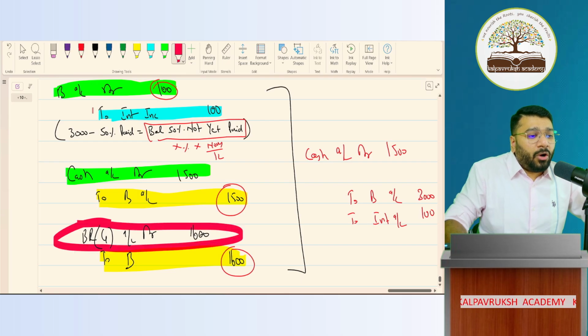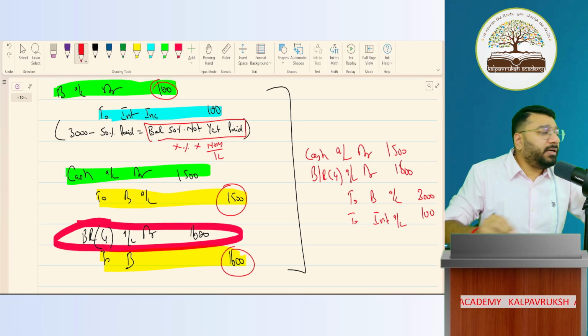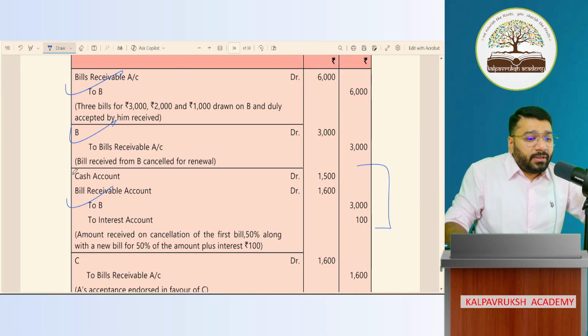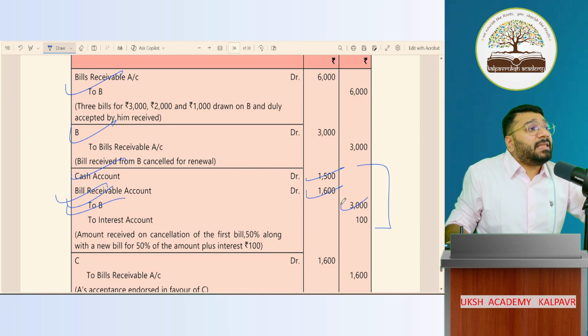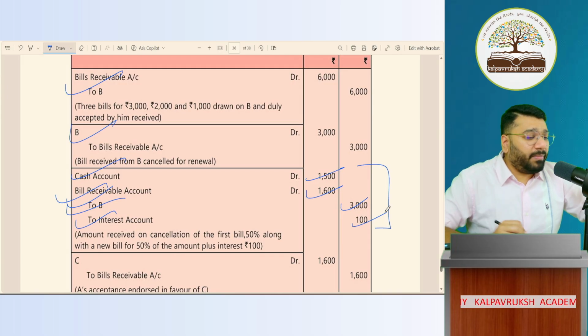Then BR4 account debit. How much? 1,600. Entry matching, not matching the textbook. Cash account 1,500, BR account 1,600, to B cancellation of the creditor and to interest income 100. So three entries they have combined.